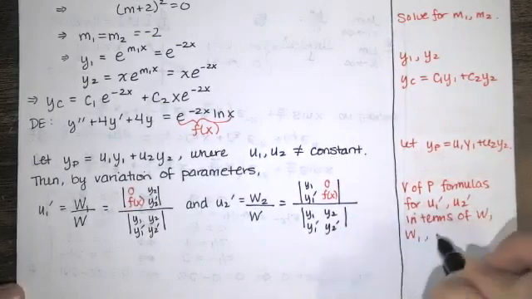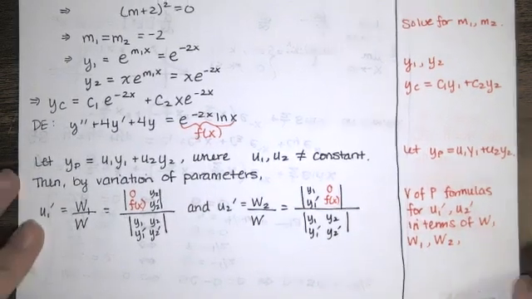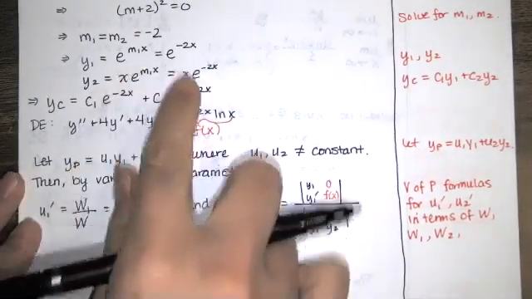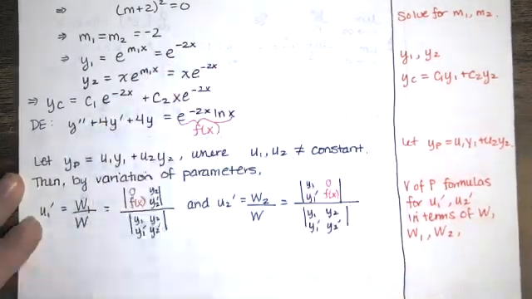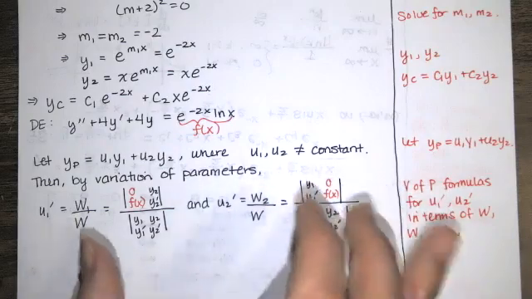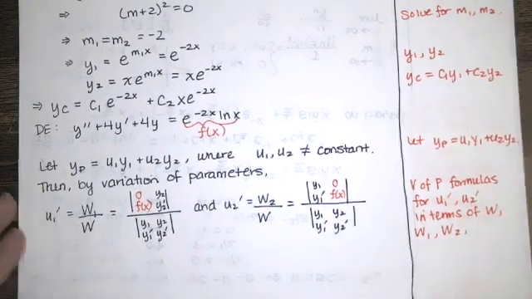I'll want to see the formulas for W, W1, and W2. And then I want to see you calculate those. Now, with these two functions up here, it doesn't matter which one you call y1. This one could be y1 and that one could be y2, or the other way around is fine. You just have to be consistent. Once you decide that one of them is y1 and the other one is y2, make sure you stick with that so that these are multiplying the right functions over here in your y sub p at the end.